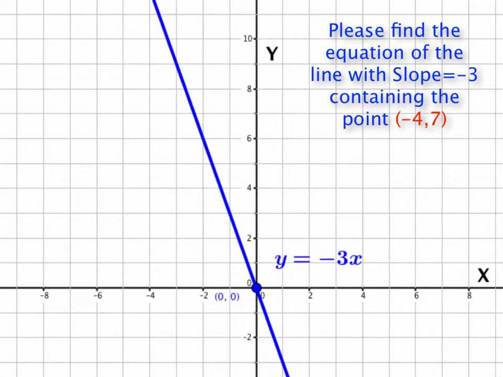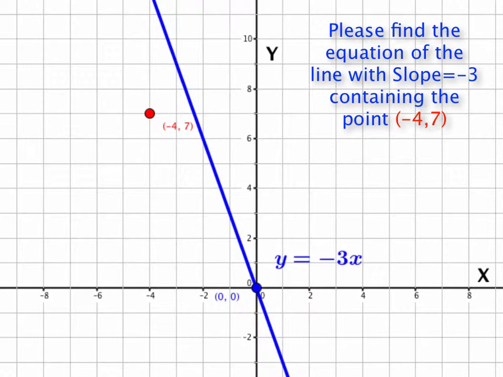Now let's find the equation whose graph will be a line with the slope -3, but now containing the point -4, 7. Of course, if all we needed to do is have it go through the point 0, 0, we'd be home free. The equation would be y equals -3x. But now we need to go through the point -4, 7.